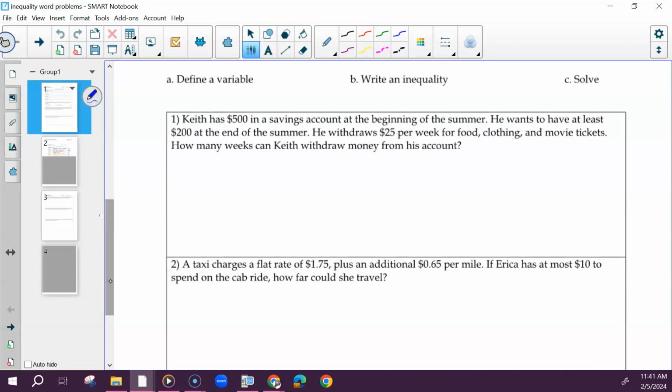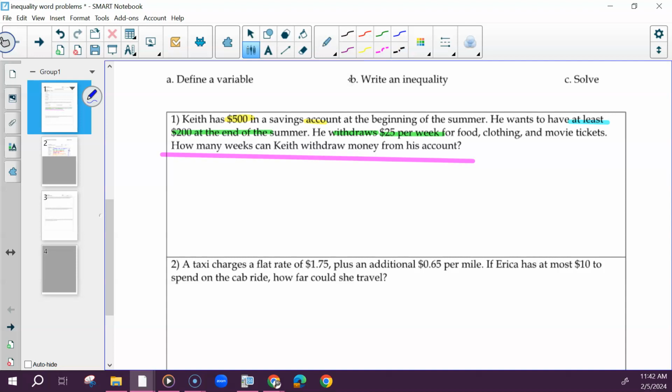Keith has $500 in a savings account at the beginning of the summer. He wants to have at least $200 at the end of the summer. He withdraws $25 per week for food, clothing, and movie tickets. How many weeks can Keith withdraw money from his account? What's important there? Keith has $500 in his account. At least. What else? $200. $25 per week. What about the 25? Withdrawals. That's important. And then we're looking for how many weeks can Keith withdraw?